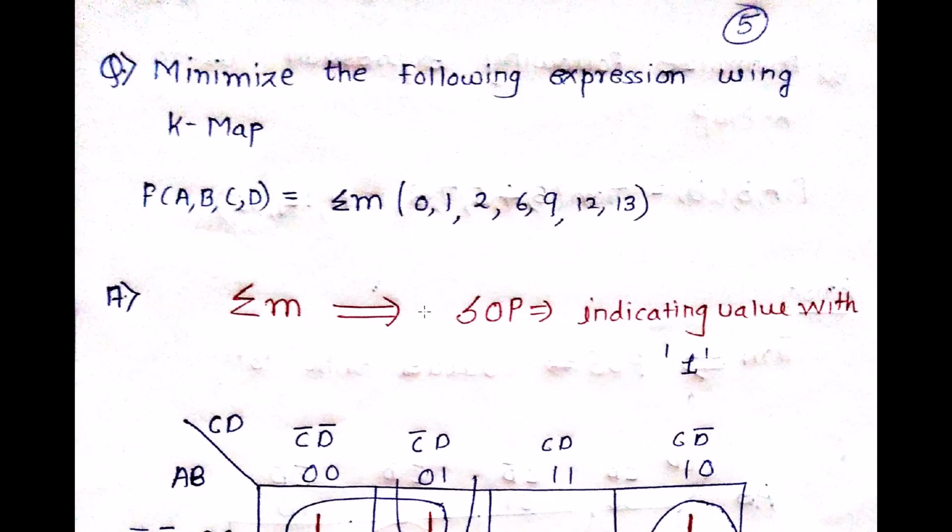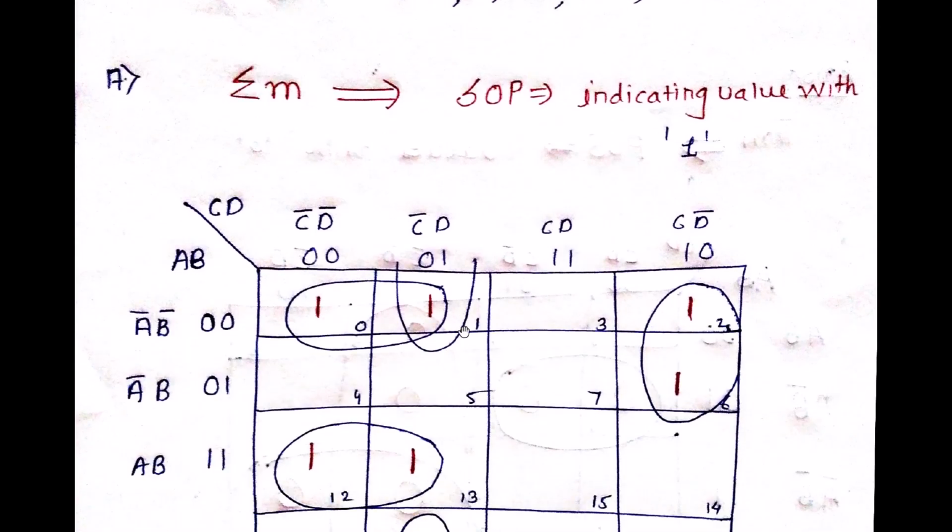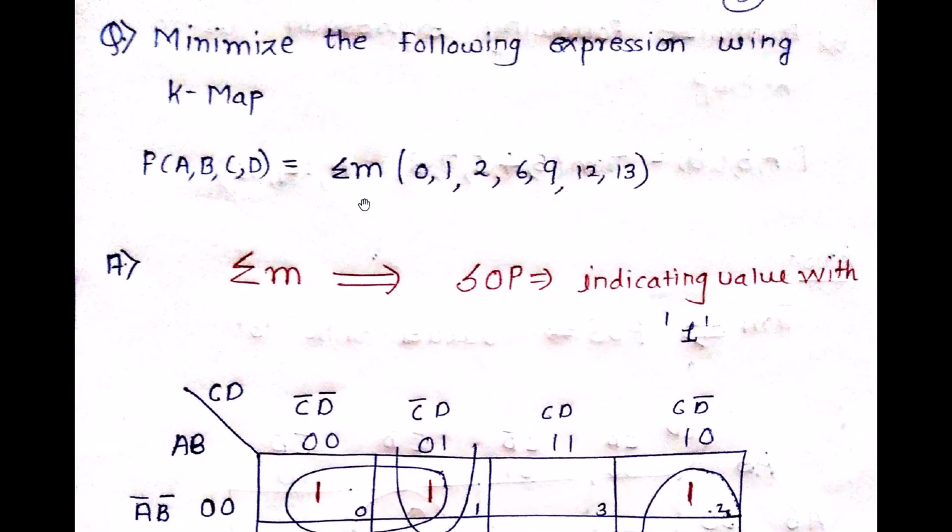The question says, minimize the following expression using a KMAP. So if you see, it's a 4 variable KMAP, A, B, C, D, summation of M, 0, 1, 2, 6, 9, 12, 13. I told you in the last video also, if summation of M is given, it indicates it's a SOP, that is sum of products, and all these variables will be indicated by 1. Had it been pi M, it would have been POS. All the numbers over here would have been indicated in my table with 0. There is a numerical following this numerical in which we have POS. But first try to understand SOP.